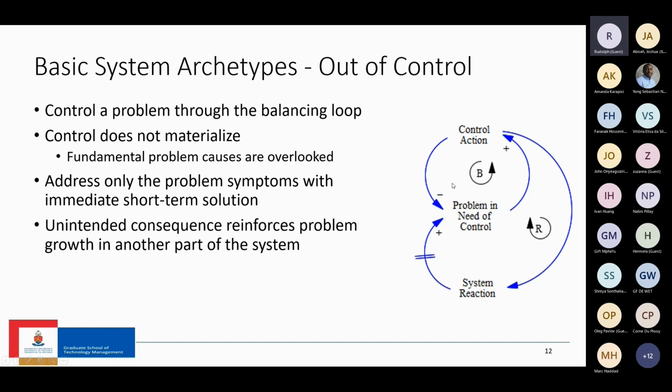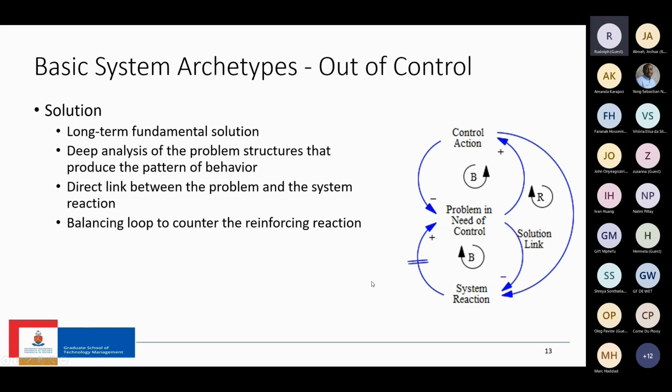Often this controlling action focuses on the symptoms or the short-term solutions. However, that specific controlling action is then causing an unintended growth in another part of the system that's actually countering what you want to achieve. So the solution to that will be to get a focus on the problem, investigate it much deeper to actually identify what is a long-term fundamental solution.